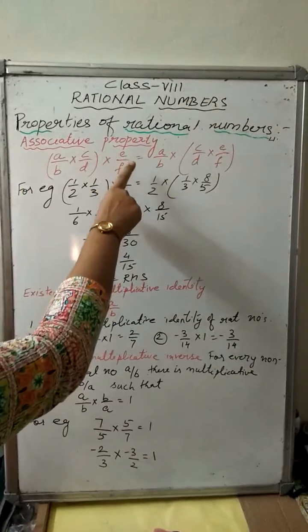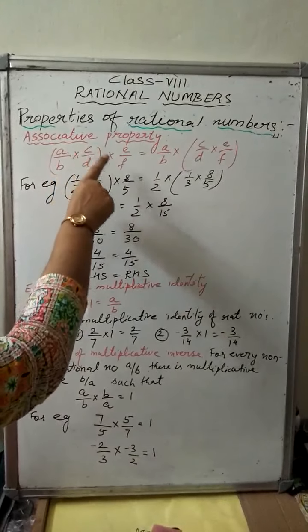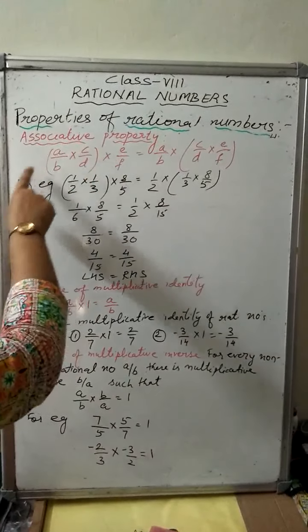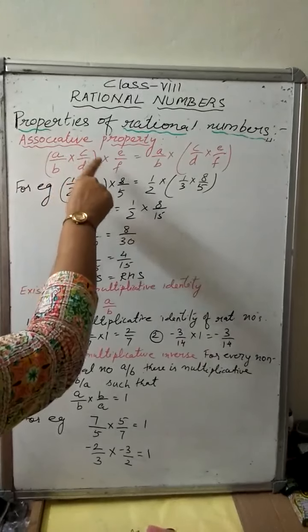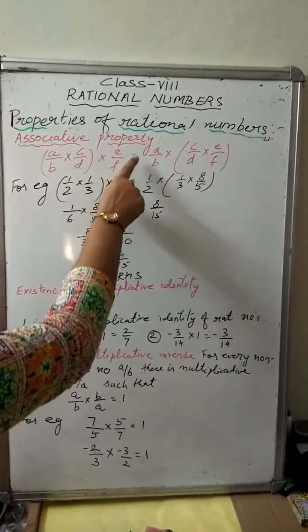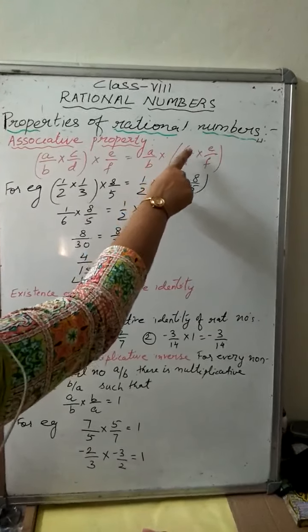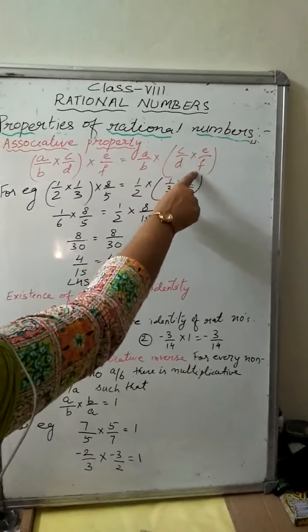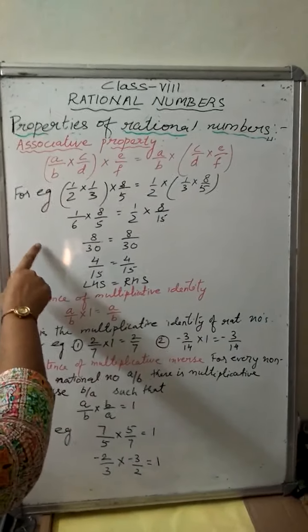Associative property. For any three rational numbers a by b, c by d and e by f, a by b into (c by d into e by f) is equal to (a by b into c by d) into e by f. Now we are going to prove this property with an example.